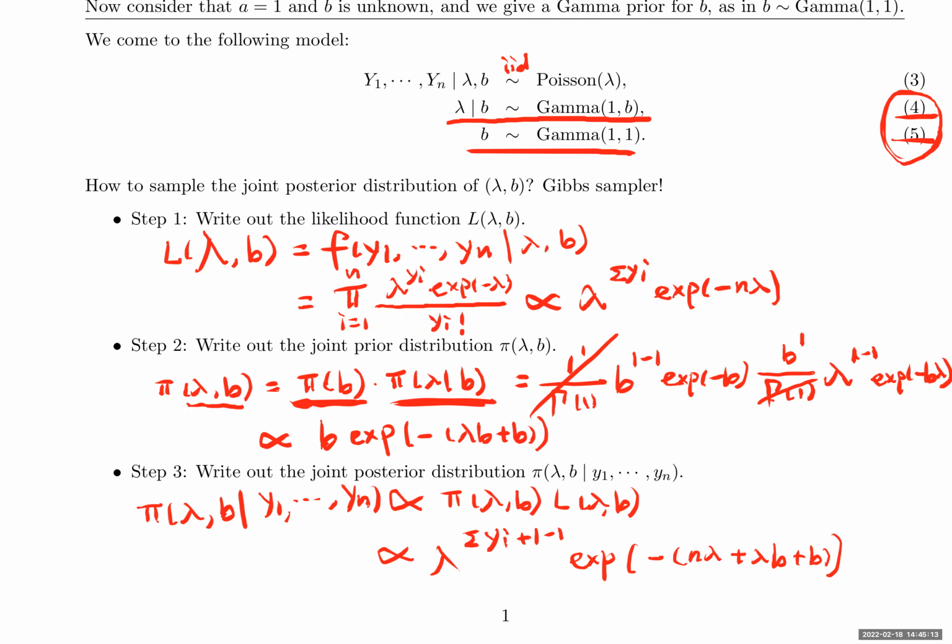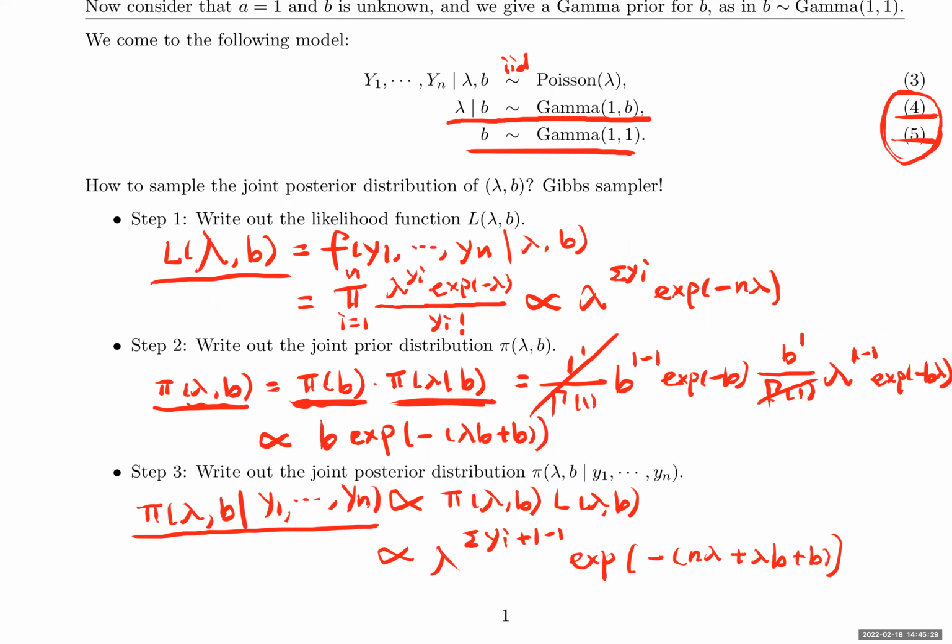Make sense? Maybe not everybody has come to this stage yet, but the general step is to make sure that we have the joint likelihood, we have the joint prior, and from there we can write out the joint posterior. This is exactly the same thing that we did for the Gibbs sampler.